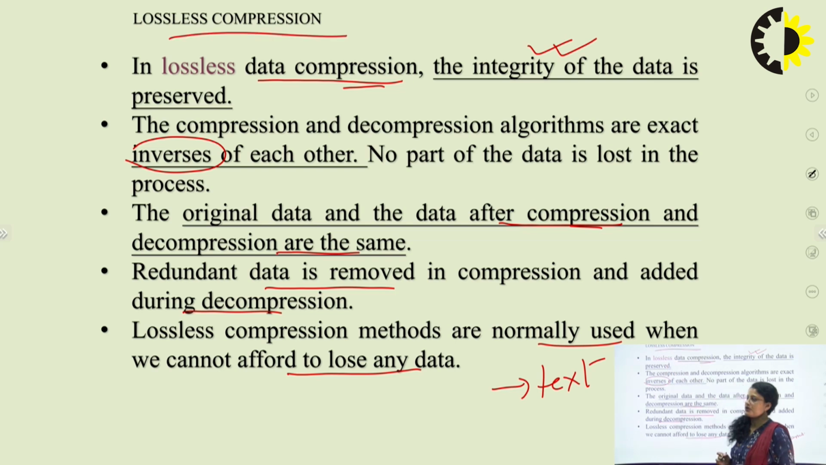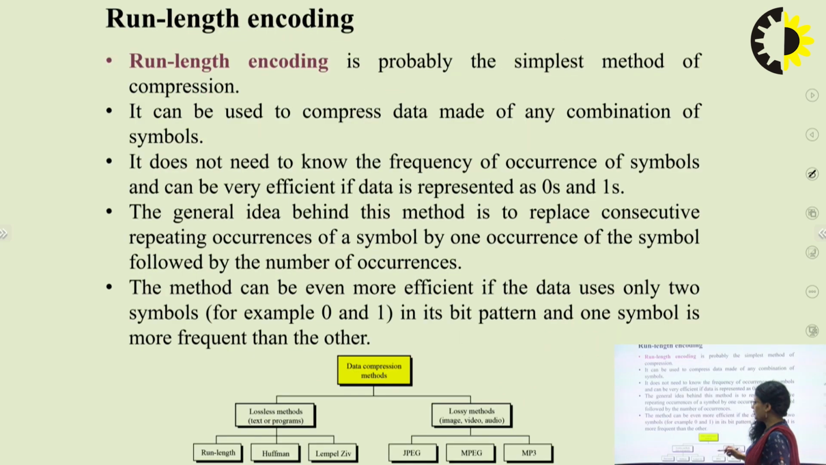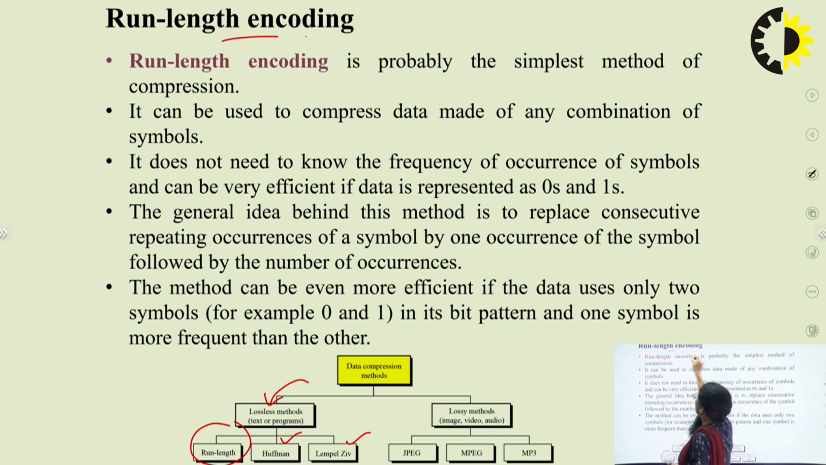Under this kind of scenario, we go for lossless data compression. Under lossless data compression, we have three algorithms which we will be talking about today. The first one is run length encoding technique, followed by Huffman coding, followed by LZ coding. So today we'll start with run length encoding technique.